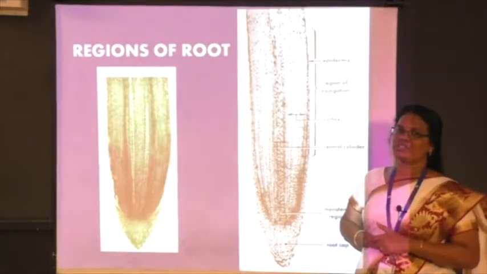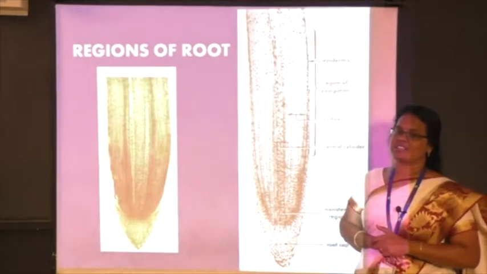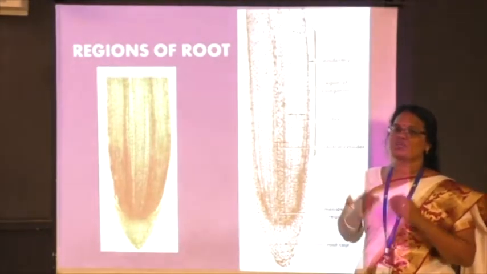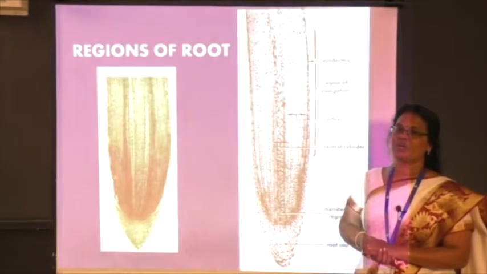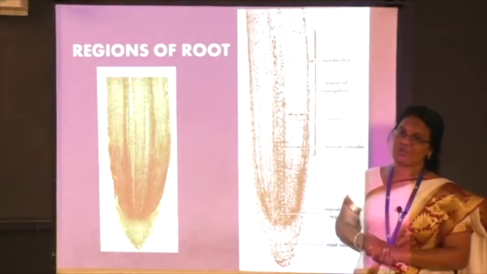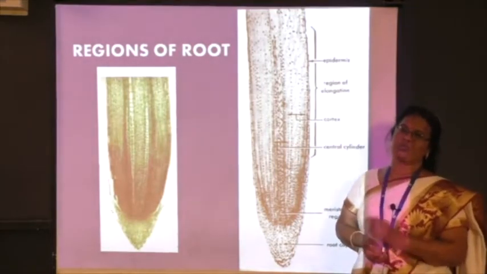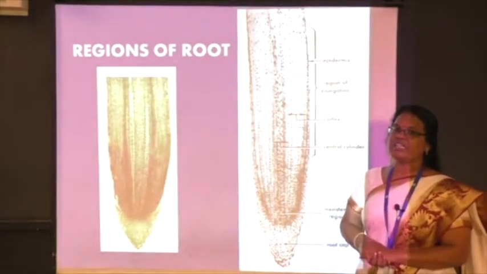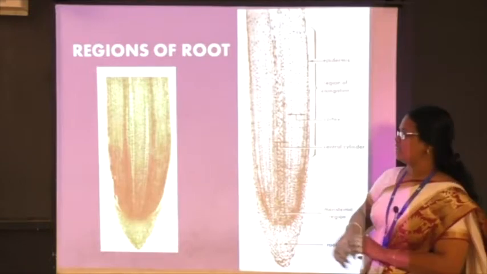This maturation zone is made up of dead cells. This zone of maturation possesses so many thread-like structures called root hairs. So that area is also called the root hair zone. These root hairs are present only at the zone of maturation or region of maturation. Next.